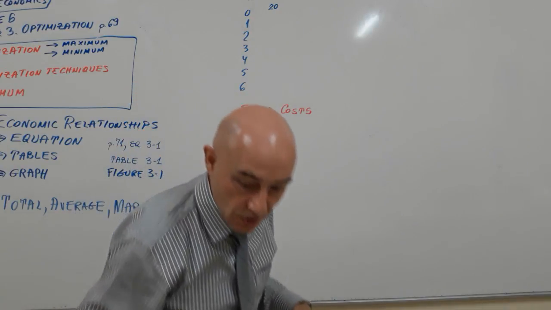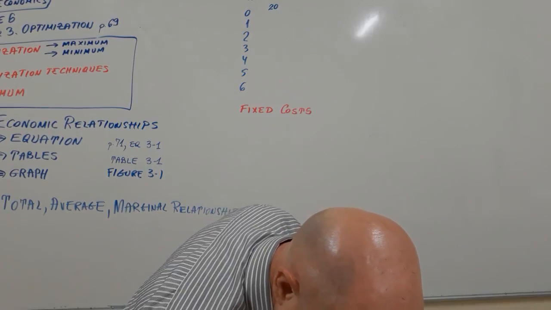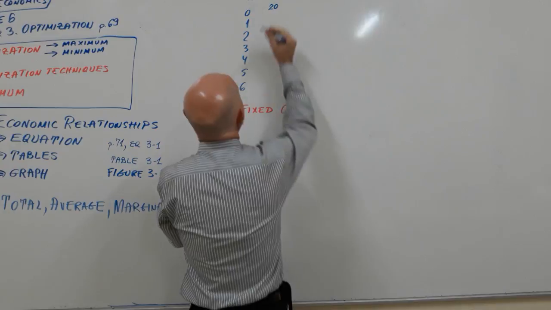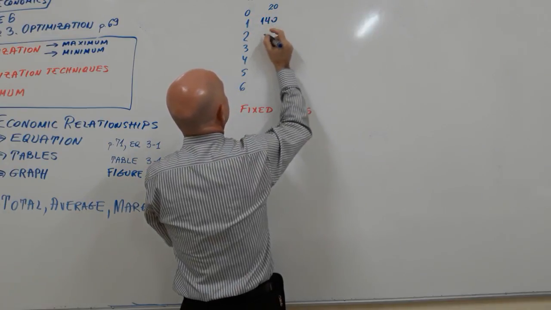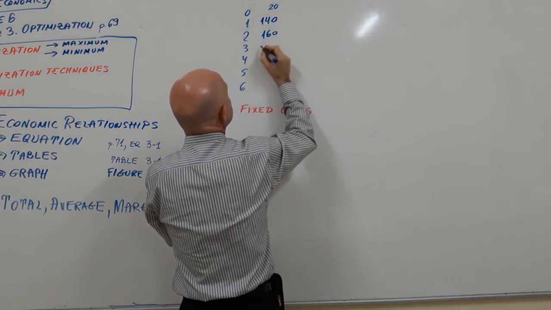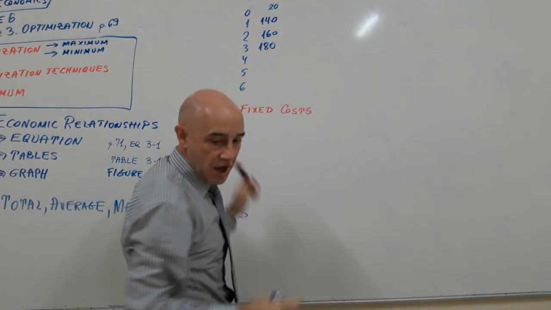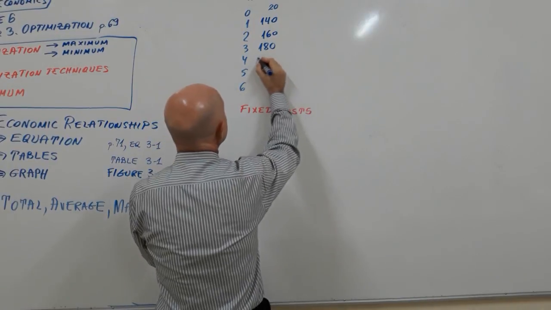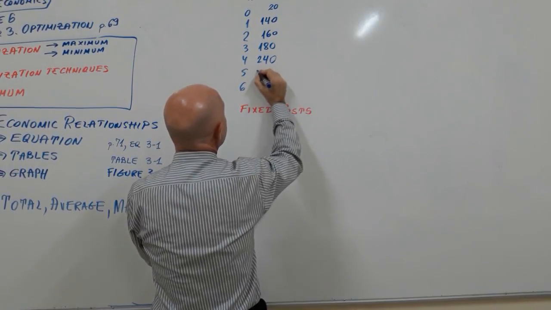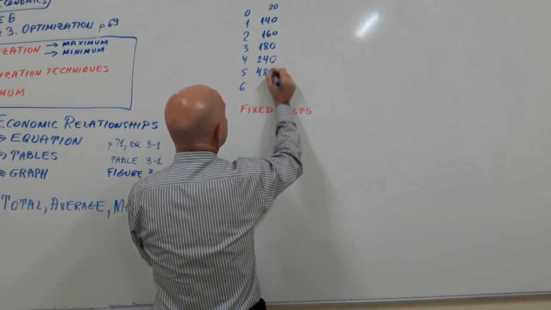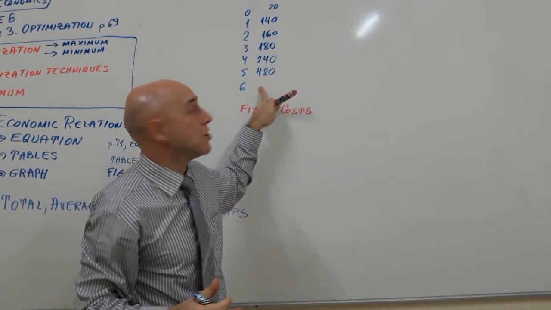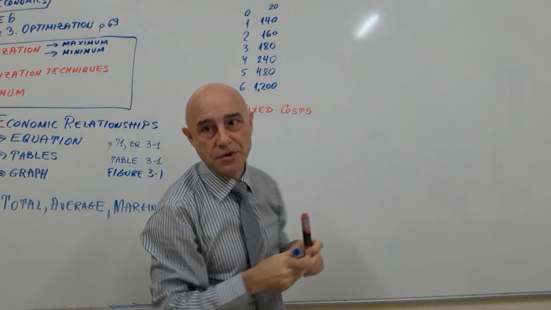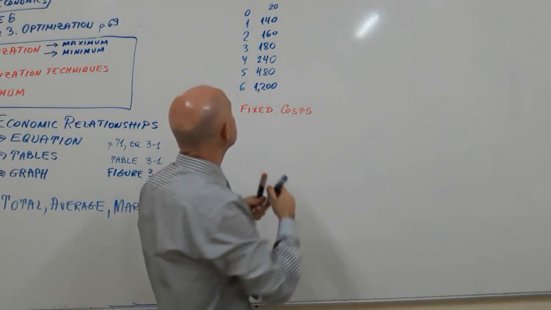So what happens with total cost? Well, 140, 160, 180. What's next? 240, 480. Well, I can come up with some other number over here. I don't know, 1,200. I'm just making up numbers, okay? So, this is the total cost.